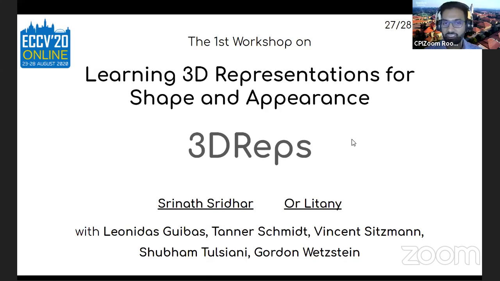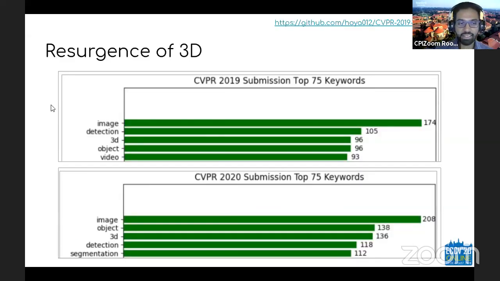So what is the 3DReps workshop all about? As we all know, in the recent past, there has been a resurgence of 3D computer vision problems in our community. Here is an example from the last two CVPR conferences showing a list of the top 5 keywords. As you can see clearly, 3D is among the top 3 of the keywords that occur in submissions and accepted papers at these workshops. So clearly there is a lot of interest in our community in working on 3D problems.